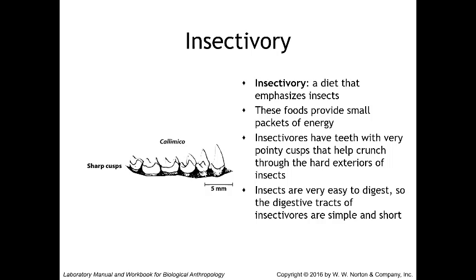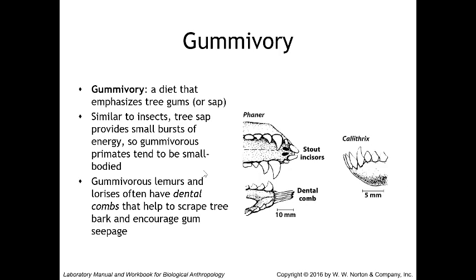So that's insectivory. Next, we have gummivory. Gummivory is a diet that emphasizes tree gums or sap, right? In many trees, we have sap that oozes out of the bark of the stem, or the trunk.